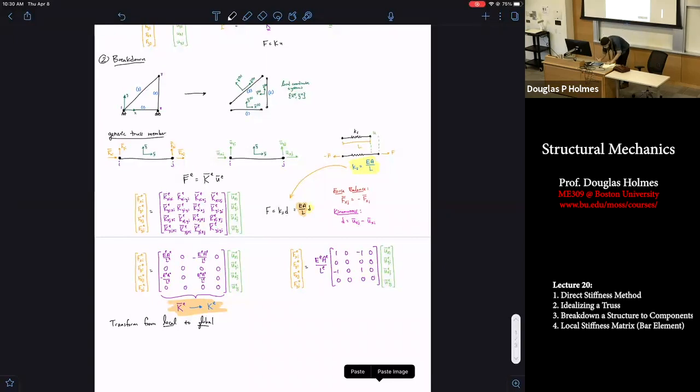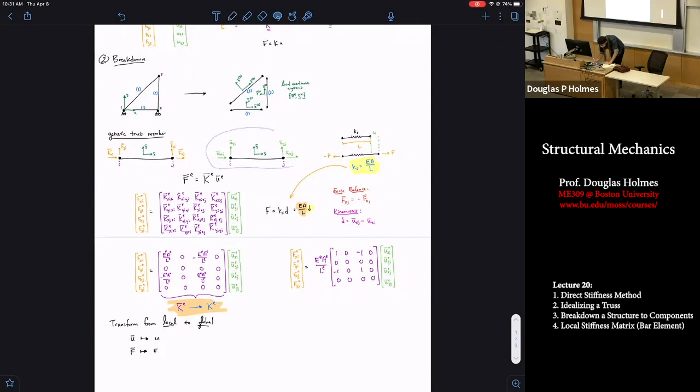So we need to take u bar and map it to u, and f bar map it to f, meaning what are the displacements in the global coordinate system? What are the forces in the global coordinate system? And we're pretty good at this because we've been doing transformations of stress for a while. It's the same ideas. There's not much that we have to worry about here.